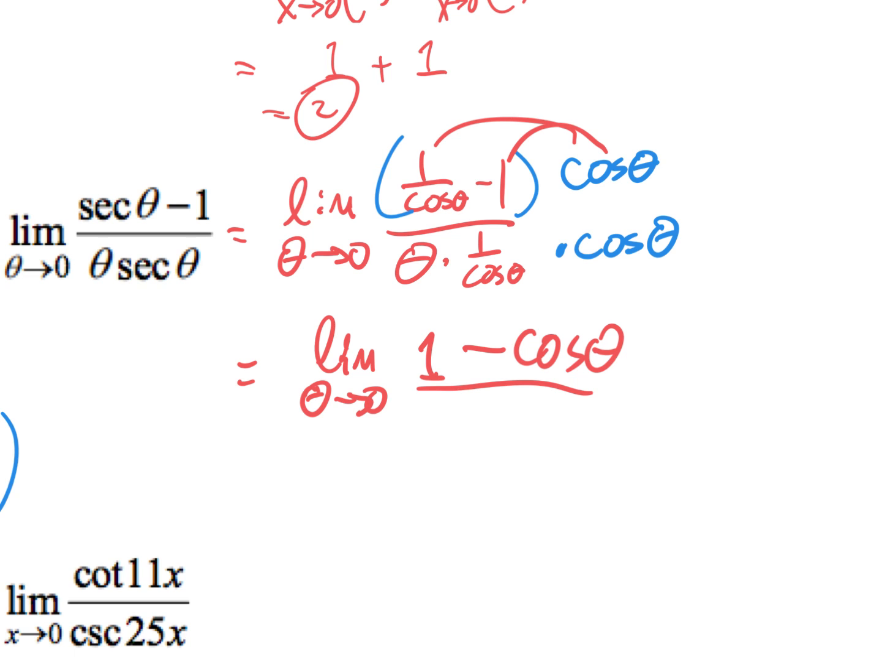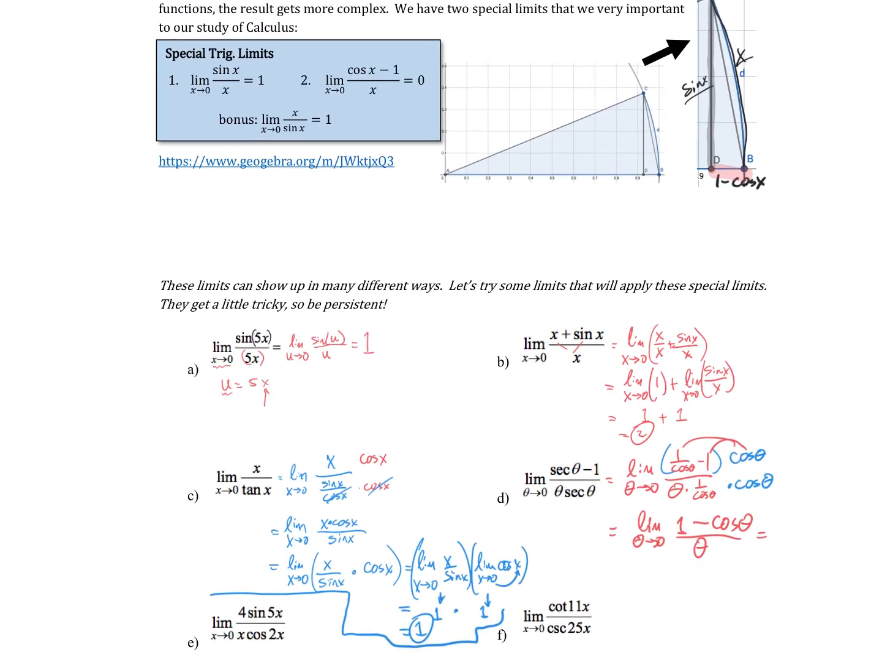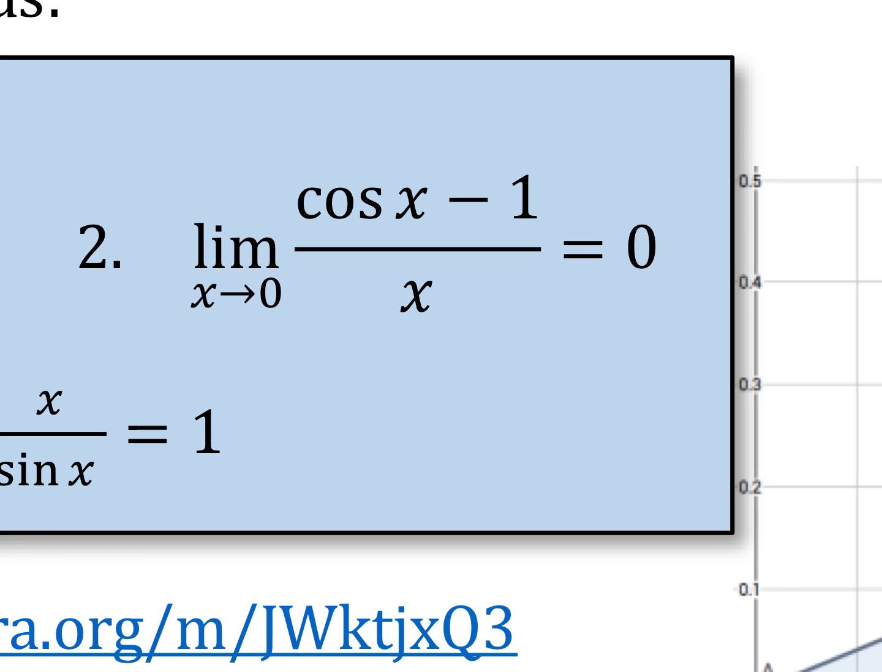All over, and the bottom, these two become 1, so 1 times theta all over theta. All right, and that is our special limit. Okay, so once again, I know this says cosine minus 1 up top, but this is going to be the same thing as 1 minus cosine. It's just the opposite. It's the negative, I guess.